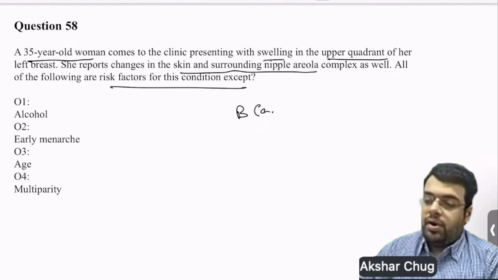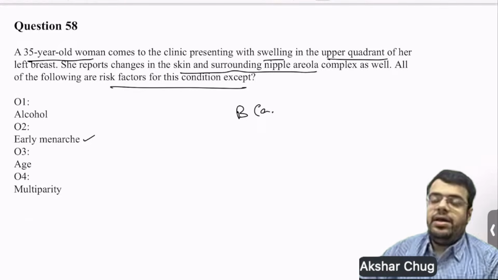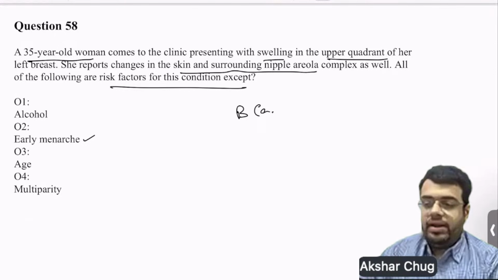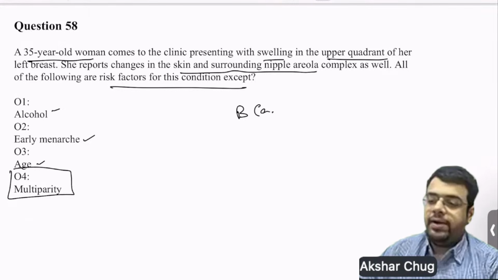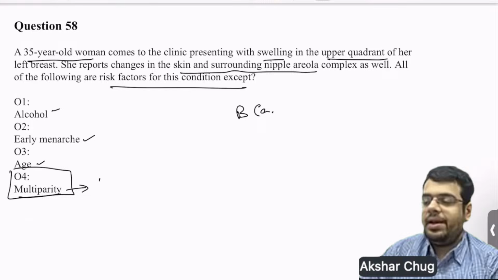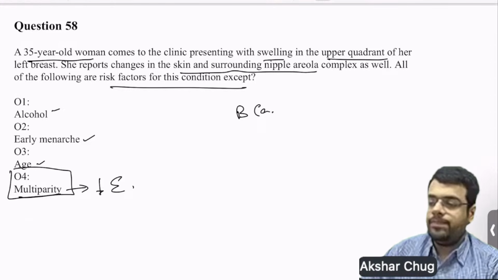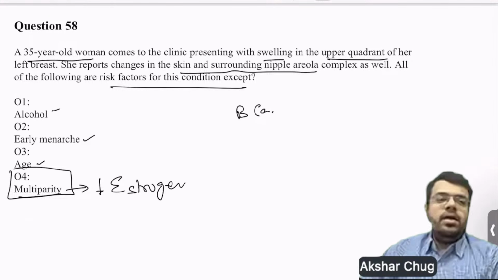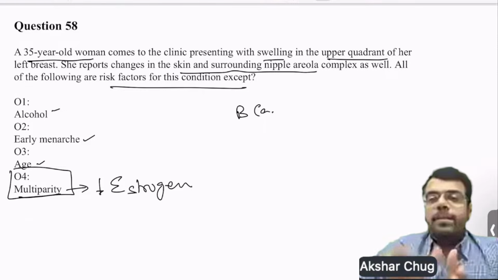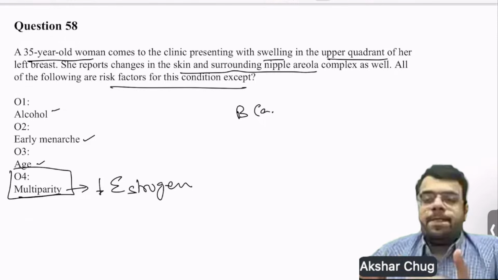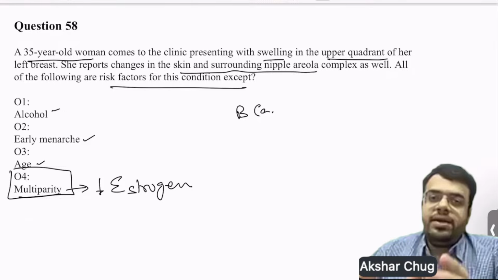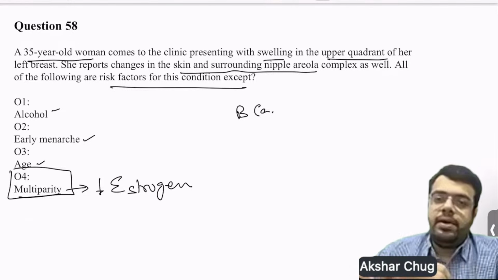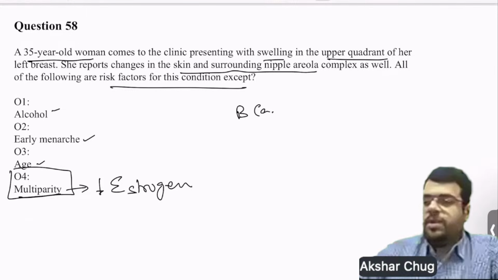So early menarche means higher estrogen exposure, so it is a risk factor. Age is a risk factor. Alcohol and smoking are again risk factors. But multiparity is a protective factor, as in multiparity there is less cumulative exposure to estrogen. The reason being that each time a woman becomes pregnant, there is a reduced level of estrogen and a high level of progesterone. So basically, it protects the breast from continuous estrogen exposure. So multiparity is the right option here.